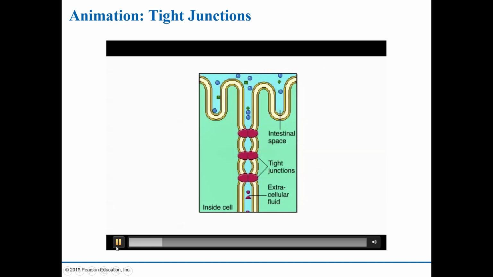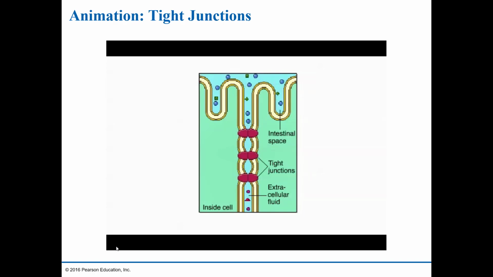Tight junctions, which bind cells together, are found predominantly in epithelial tissues, such as the lining of the intestines. Tight junctions form a barrier that prevents fluids from moving between the intestinal space and the space between cells.